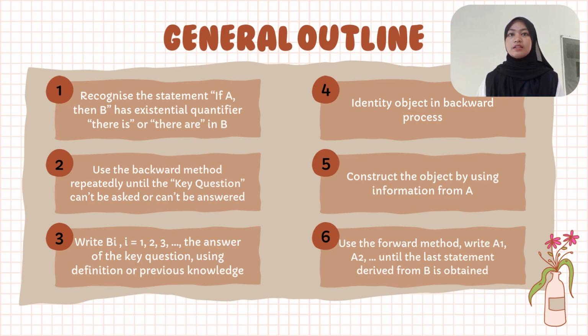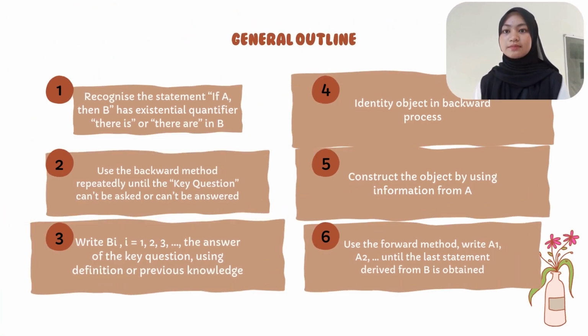Number 4, identify object in backward process. Number 5, construct the object by using information from A. Number 6, which is the last step, is use the forward method, write A1, A2, and so on until the last statement derived from B is obtained.